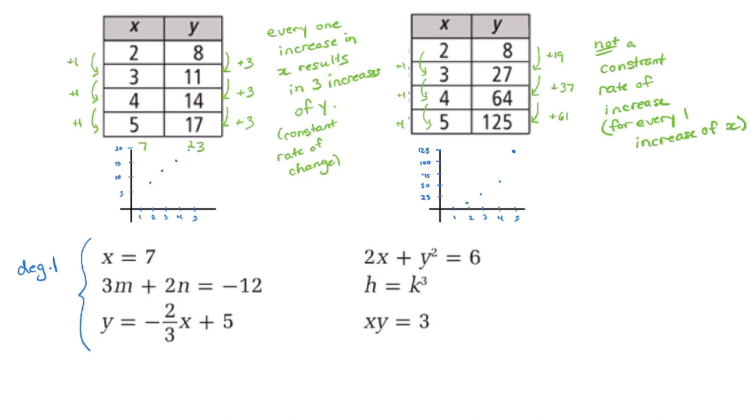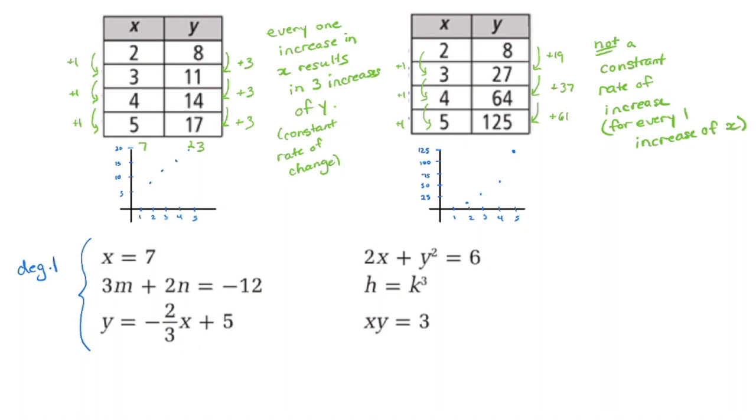So remember, the degree comes from the term with the highest degree, and we get the degree of each term by adding the exponents on the variables. So here, this is my only variable. We have a degree of 1. This term has a degree of 1. This term has a degree of 1. So the degree for this equation is 1. And again, this is degree 1 here, so that makes it a degree 1 equation.